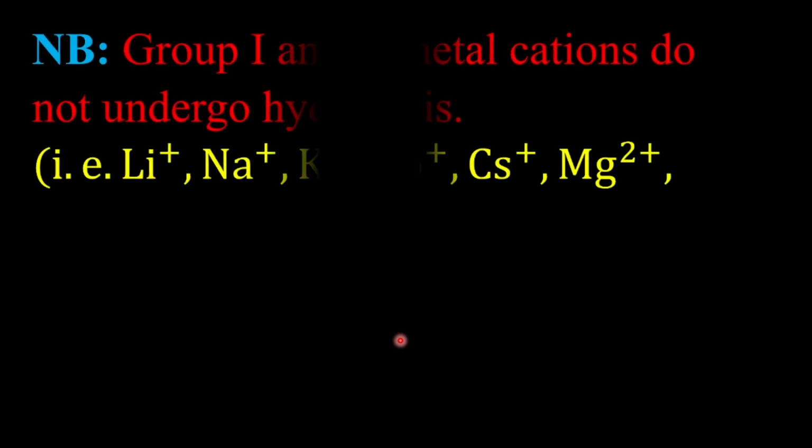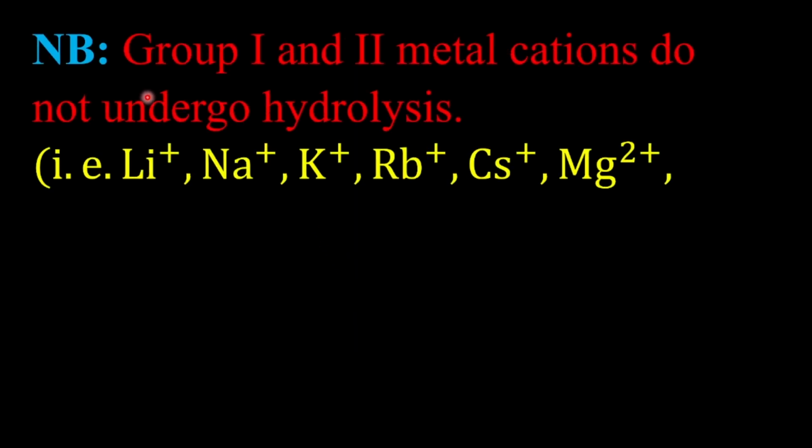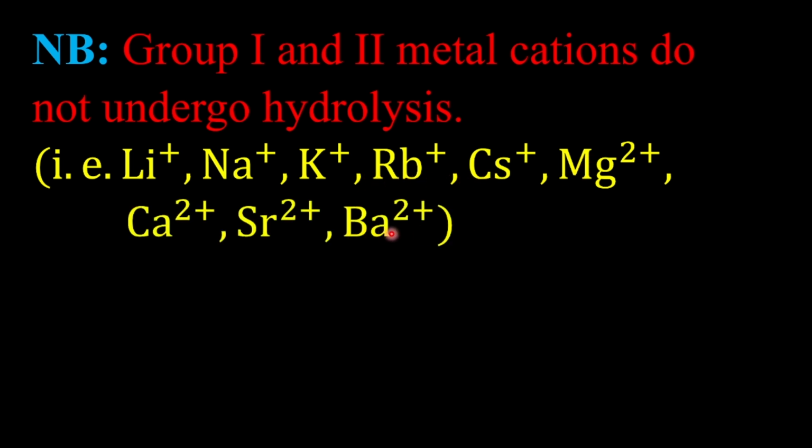Now let's look at some few points. You should know that group 1 and group 2 metal cations do not undergo hydrolysis. Please, this is very, very important. So we have lithium, sodium, potassium, rubidium, cesium, magnesium, calcium, strontium, barium. They do not undergo hydrolysis. We will be using these ions as we progress. So please, take time and keep this.